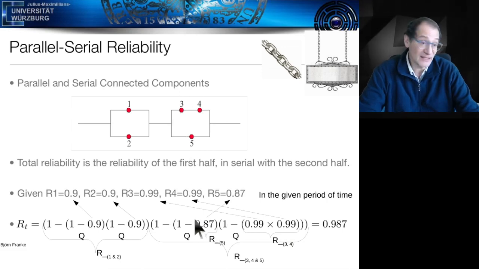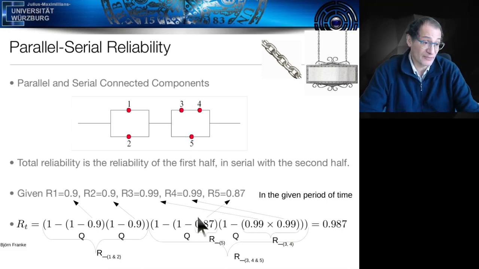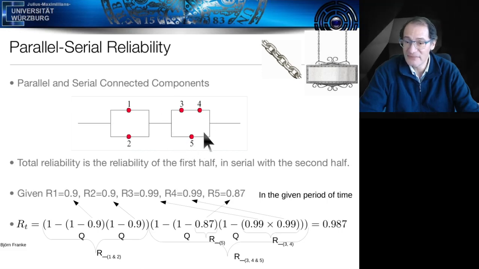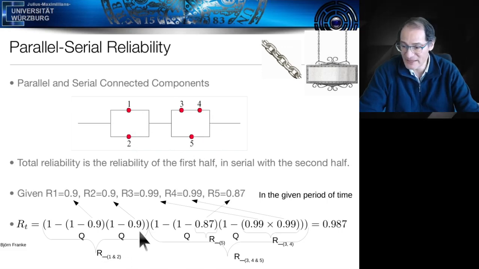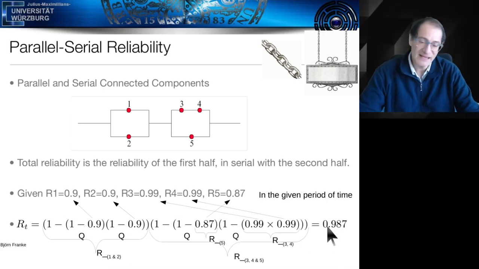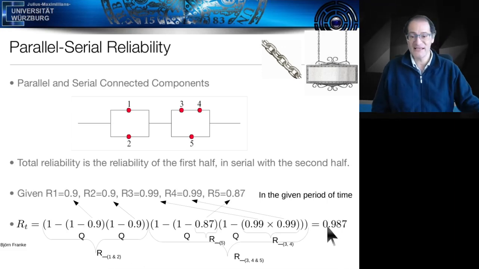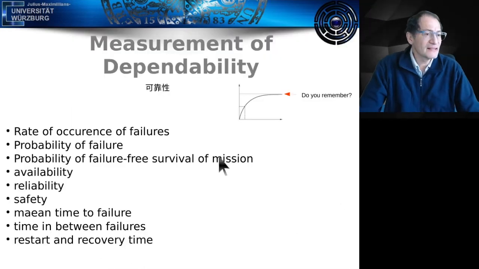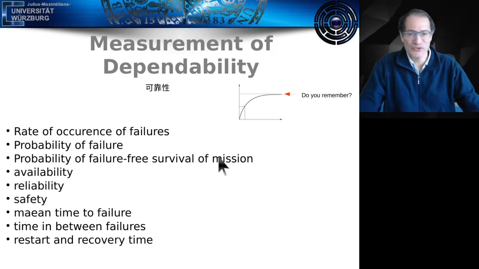Okay, and then we want the probability that it will work, the reliability. Then we subtract it from 1. And then we have the reliability for this and the reliability for this. And the reliability for both together is this multiplied by this reliability. Okay, this multiplied by this is what we have. And if you make all these operations, you will see the reliability of this chain is 0.987.